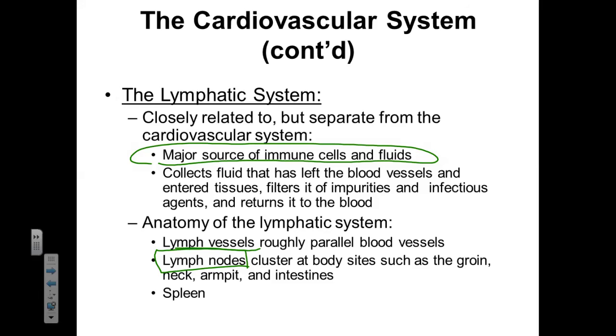And then finally, the spleen is another major organ of the lymphatic system. We are going to have white blood cell production, and our spleen is also going to serve as a reservoir for erythrocytes, or red blood cells.